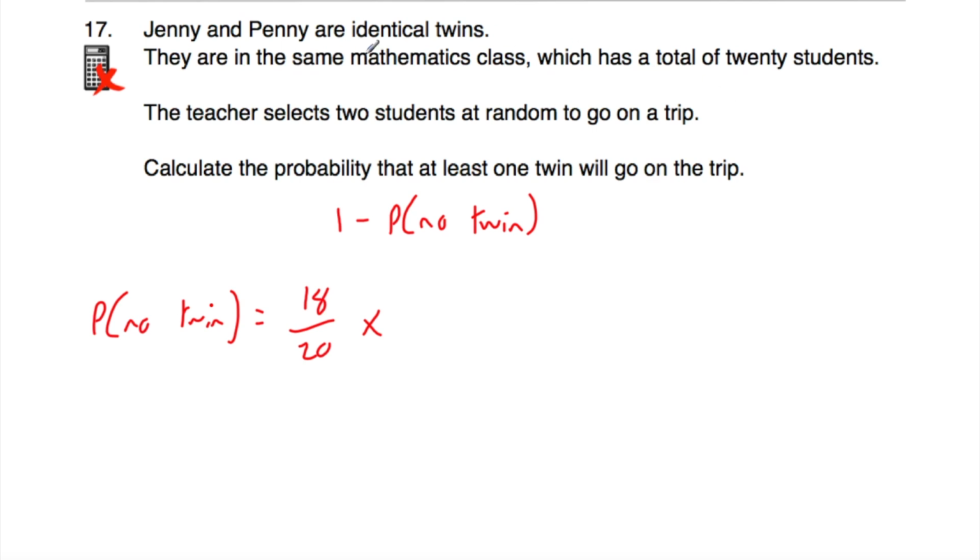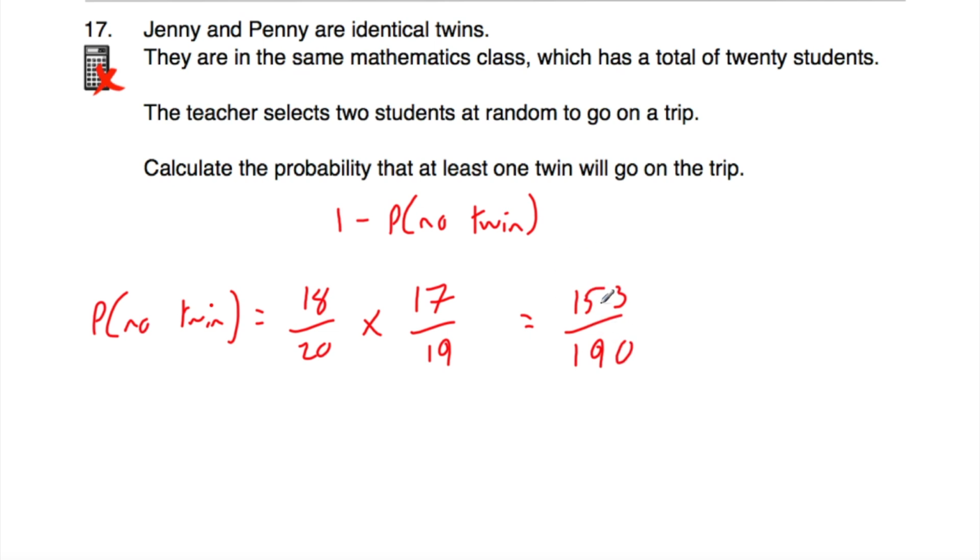Then, if somebody else has been picked, well then there'll be Jenny, Penny, and then 17 other students in the class. So the probability that the second person picked at random won't be one of these 2 people will be 17 out of 19, because obviously there's now 19 people to pick from, and there's 17 other people. So if we do 18/20 multiplied by 17/19, that'll tell us the probability that no twin is selected to go on the trip. So let's do that. 18/20 multiplied by 17/19 is equal to 153/190. So that's the probability that no twin is selected to go on the trip.